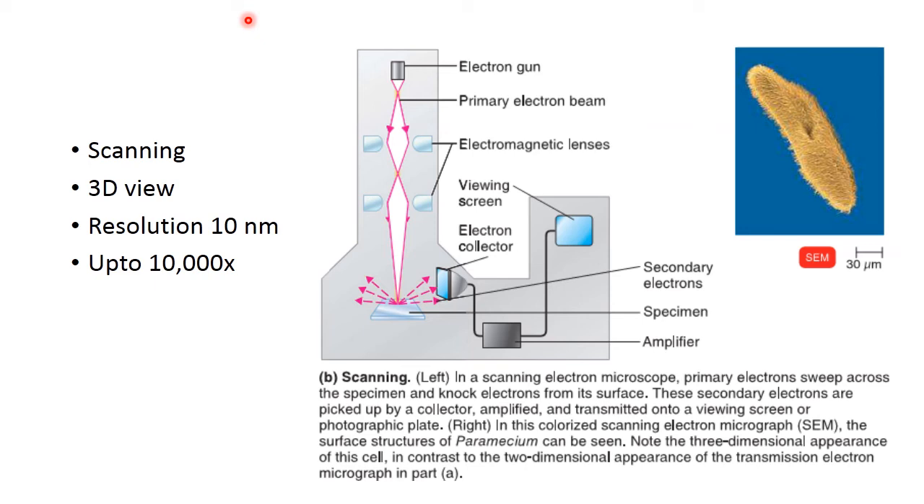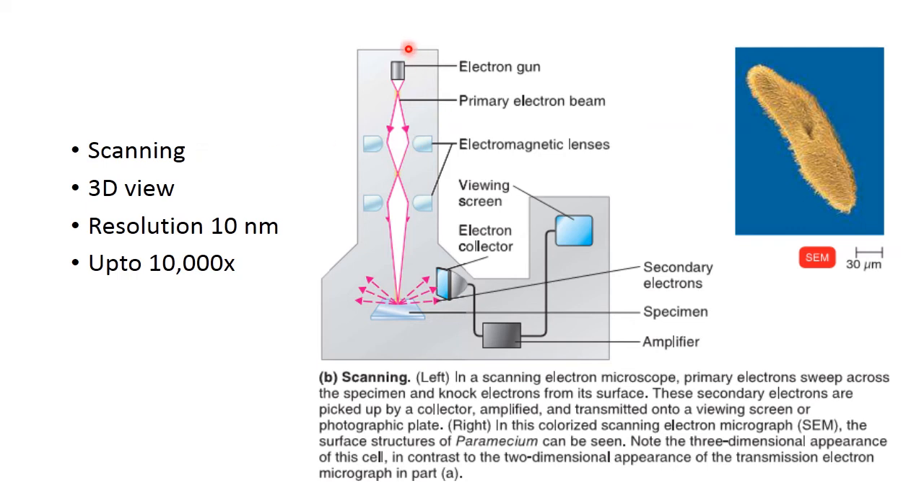Transmission electron microscopy provides information mostly about the two-dimensional view of the specimen, and the processing of the specimen can also lead to producing artifacts. These problems could be solved by using another type of electron microscopic technique, which is called scanning electron microscopy. In scanning electron microscopy, the electrons are not going to pass through the specimen.